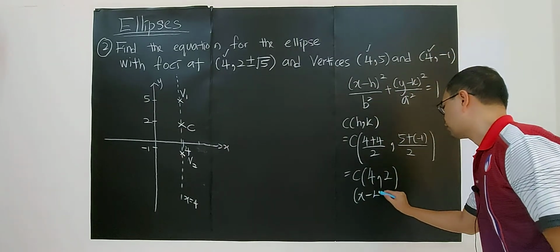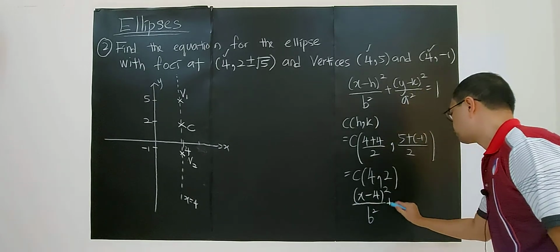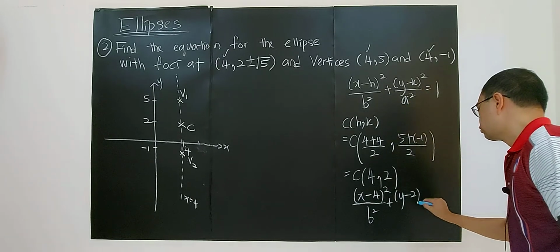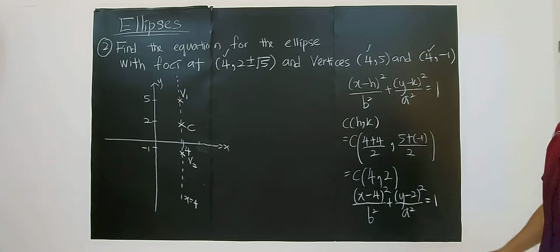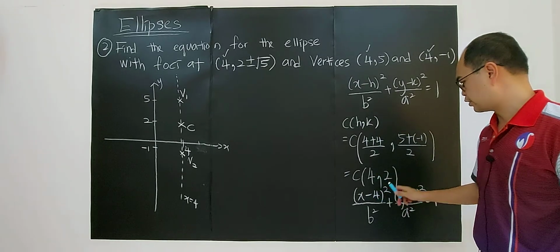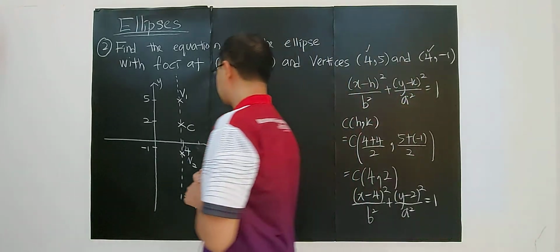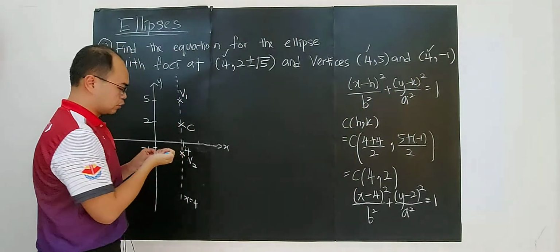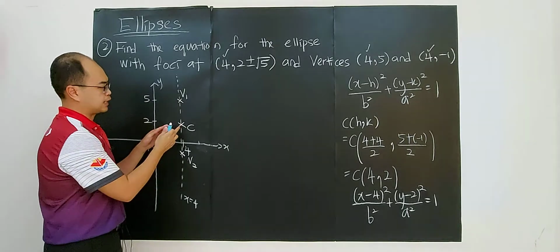(x minus 4) squared over b squared plus (y minus 2) squared over a squared equals 1, right? This is your h and k, (x minus h), (y minus k) squared. So later on, I also can know the value of a, right? Everything we will know. So from here, center to vertex.